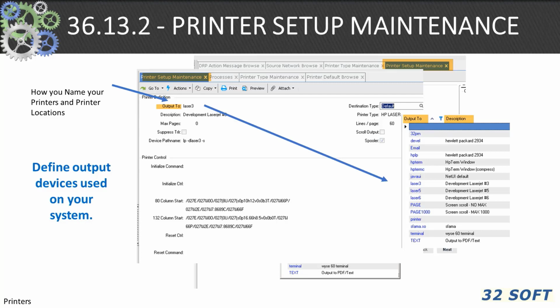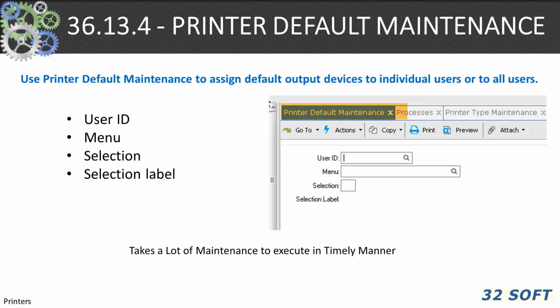36.13.2 printer setup maintenance is used to define which output device uses which printer type you just defined. We use 36.13.4 printer default maintenance to assign default output devices to individual users or to all users. This is assigning printer schemas to individual users by ID, menu selection, or selection label. There is nothing more frustrating for users than not to be able to print required output from QAD. This can take a lot of maintenance to execute in a timely manner, especially in a complex organization, and we will talk more about user security updates next month.